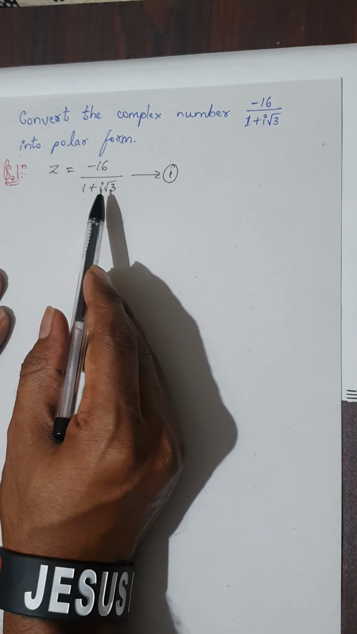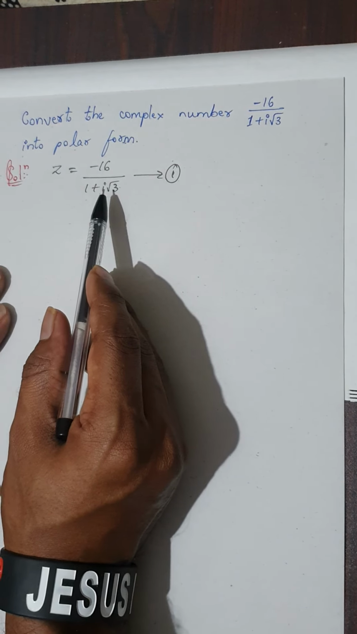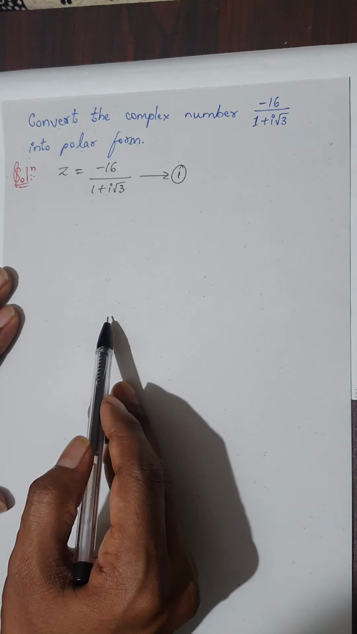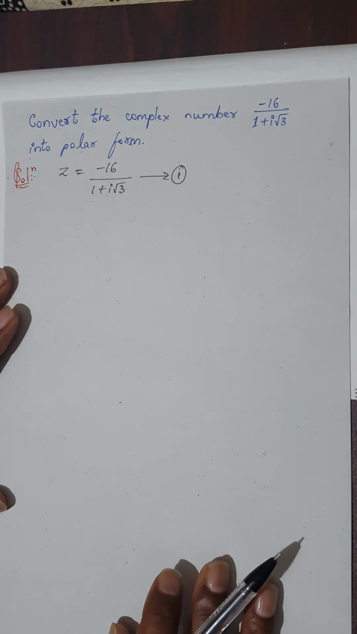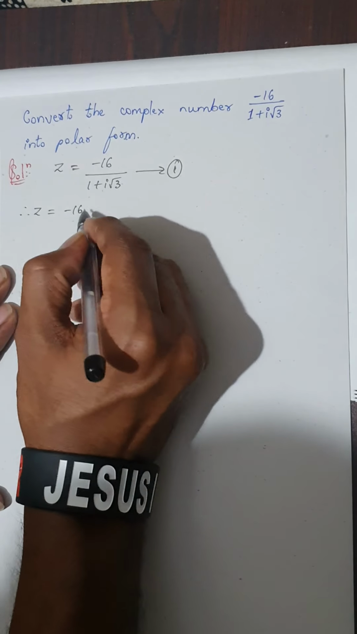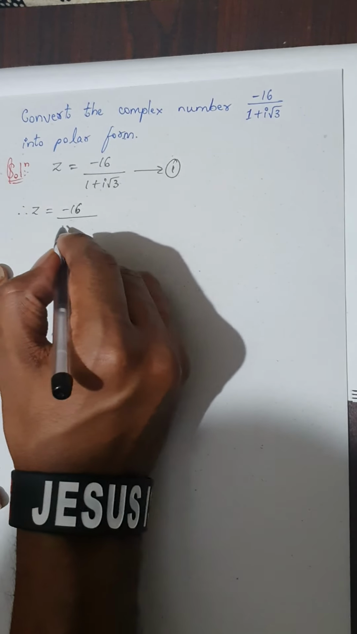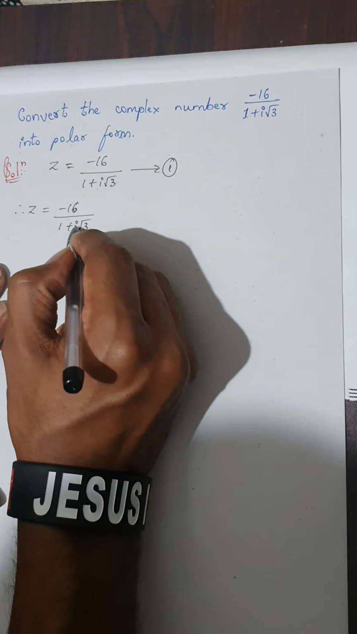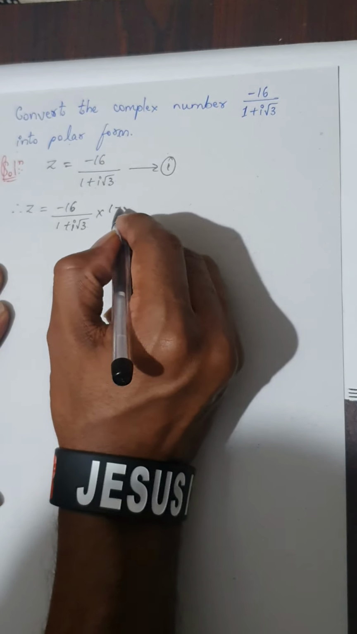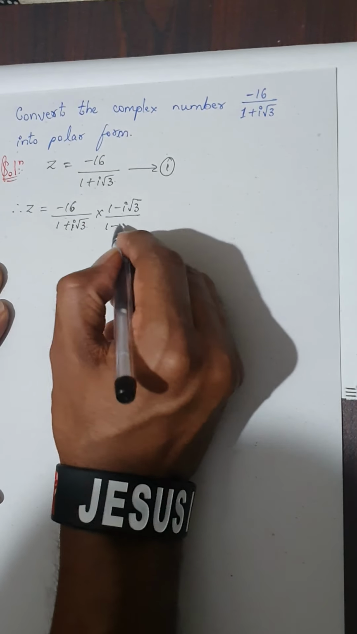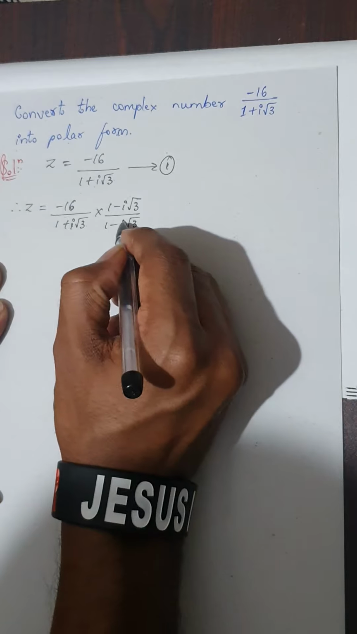You can see here this complex number is not in a plus ib form. So I have a lot of work to do. First, I have to bring this into a plus ib form, and then I have to find out the polar form. Okay, so how do I find out the a plus ib form? We know we have to rationalize the denominator. So it is minus 16 divided by 1 plus i root 3, multiply and divide by 1 minus i root 3. So it is 1 minus i root 3 divided by 1 minus i root 3.